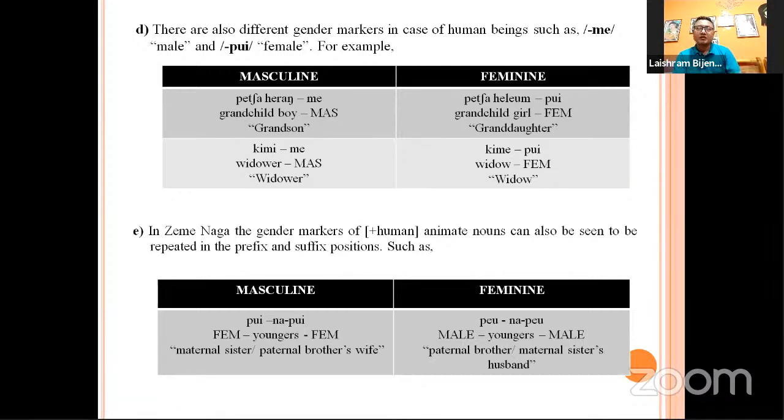Another point was the marking of gender in the pronoun. That was the third point. Thank you, sir, once again. Still we have time, so we can take some questions and queries.